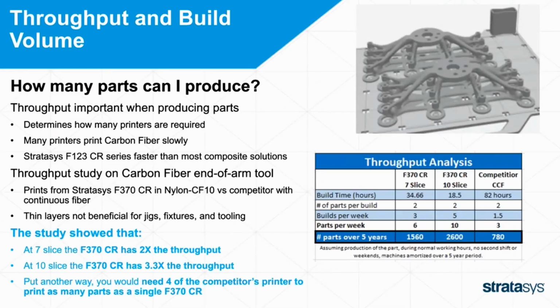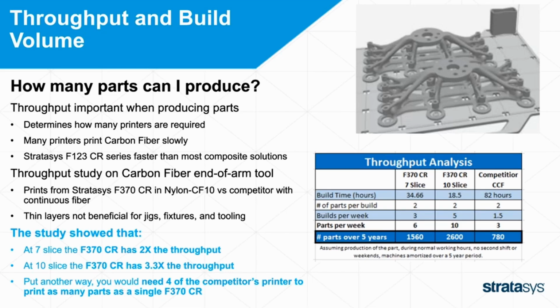When looking at your parts, the question is: how many parts can I produce? A lot of people are using carbon fiber for manufacturing or producing parts that they're going to use. So you need a printer that can produce the parts you need and the number of parts you need. How many parts can I get off this printer? It determines how many printers are required. Do I need to buy one? Do I need to buy more than one? And you need to know that printing carbon fiber can be slower than printing PLA or ABS.